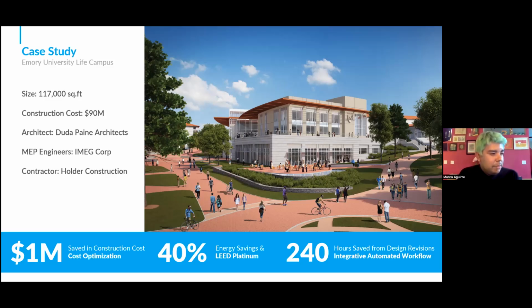Through the different analysis we were able to do with this project, we were able to save 1 million in construction costs, primarily saving on the glass and HVAC system for this building from what they were originally planning on choosing. With the different energy analysis and the optimization, we had 40% energy savings, and it was able to reach LEED Platinum. And based on surveys with the architects, they were able to save 240 hours of billable time through the different design revisions that they typically see on most projects of this scale and typology.